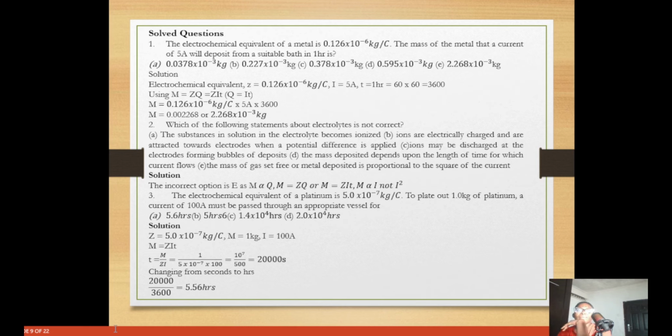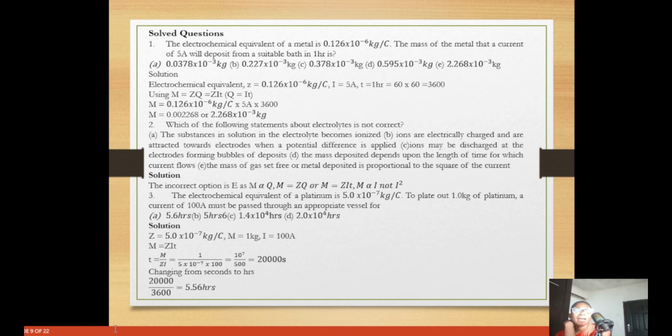Then D, the mass deposited depends upon the length of time for which the current flows. Yes, time. We've already established that mass is directly proportional to the time. Faraday's first law gave us that relationship. Then the second one says, okay, we've said that.